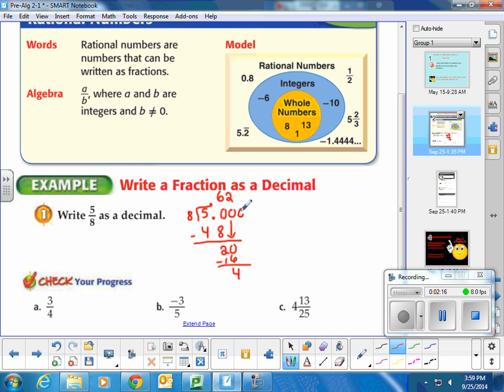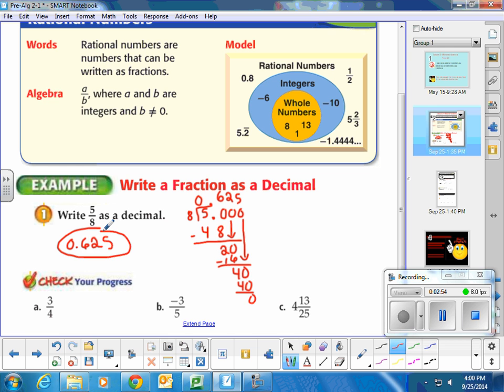Add another 0. Bring it down. 8 goes into 40 5 times, and it goes in there 5 times exactly because 8 times 5 is 40. Now that I have a remainder of 0, I'm done with my division. The answer is 0 and 625 thousandths, or 0.625. At some point, you might get familiar with the eighths and know the decimal equivalent without having to do the division.